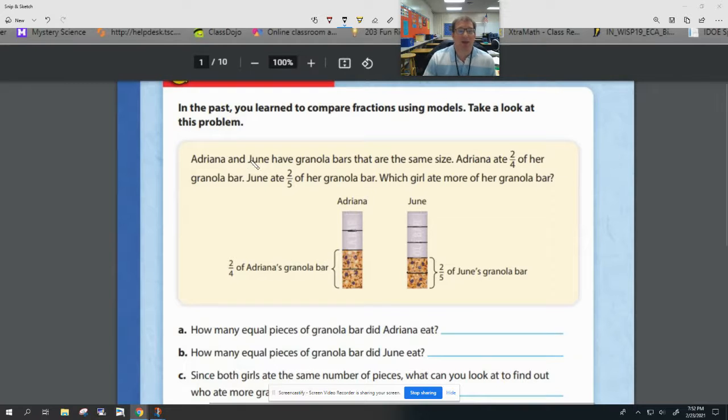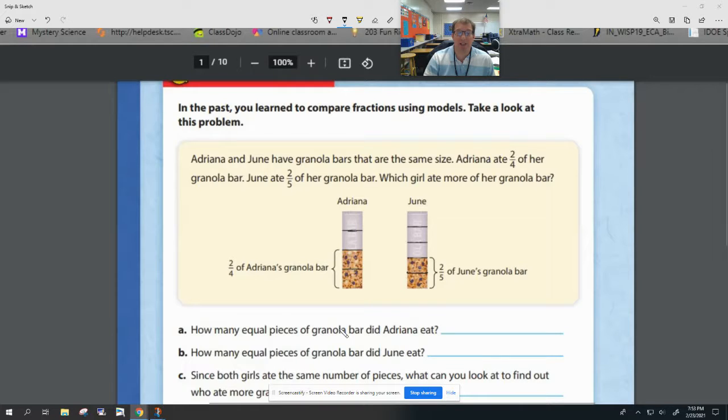Okay, so Adriana and June have granola bars that are the same size. Adriana ate 2/4 of her granola bar. June ate 2/5 of her granola bar. Which girl ate more of her granola bar? So the granola bars are the same length. You divide them into equal groups. Adriana, 2 out of 4. June, 2 out of 5.